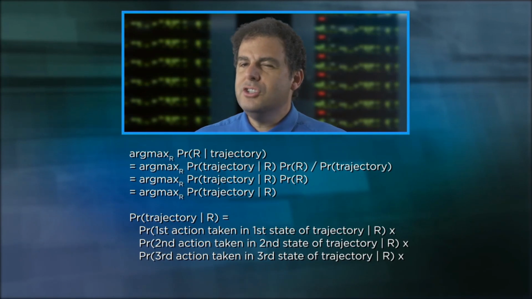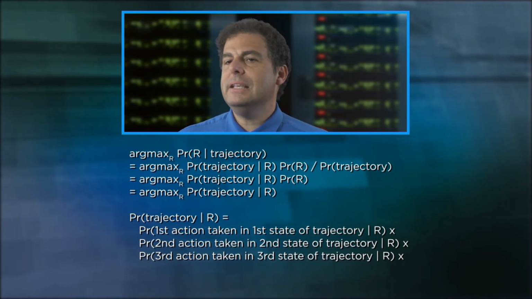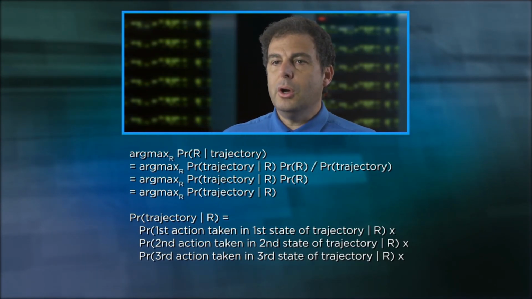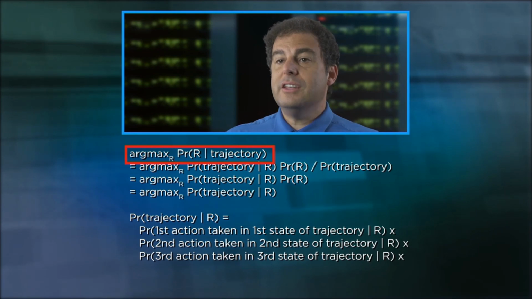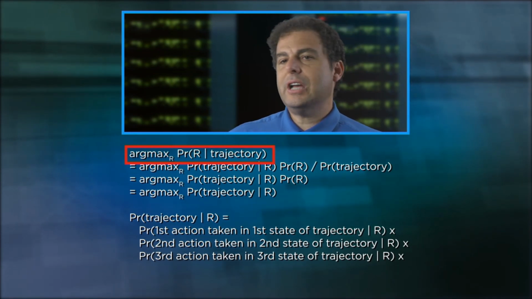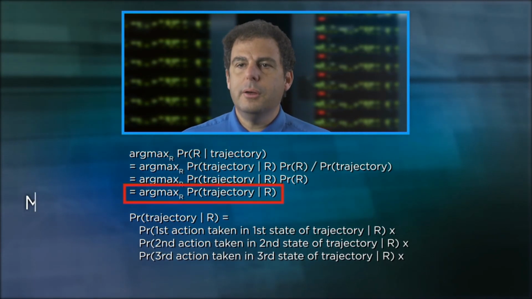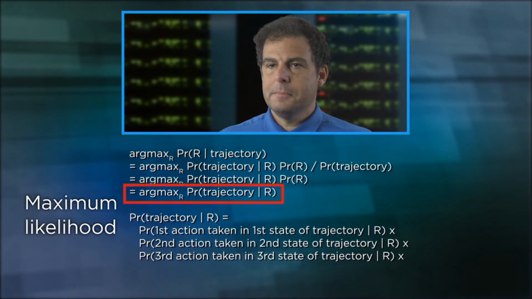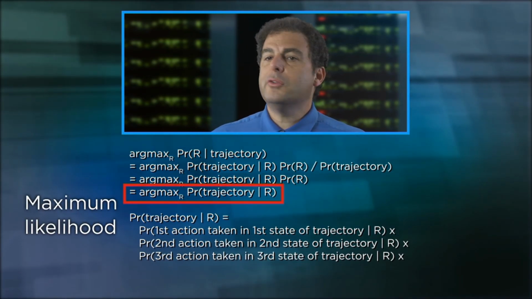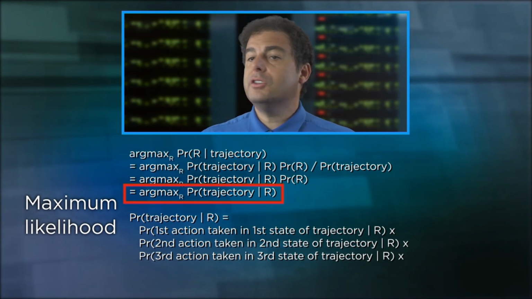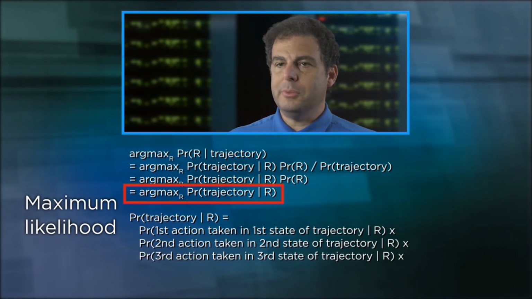We can formalize and justify this reasoning by taking a Bayesian perspective. We want to know the reward function R that is most likely given the trajectory we observed. We'll use a simplified calculation that's called the maximum likelihood formulation. It says we need to search for a reward function that makes the observed trajectory as probable as possible.